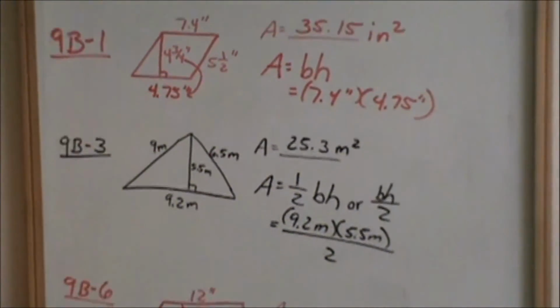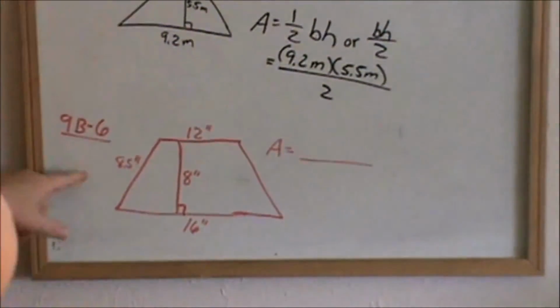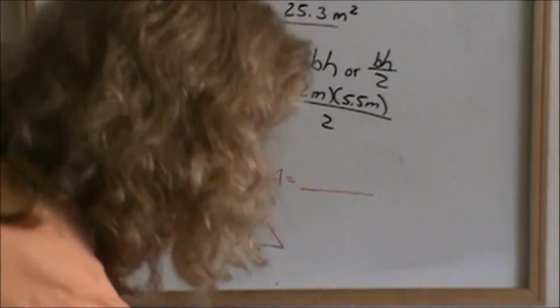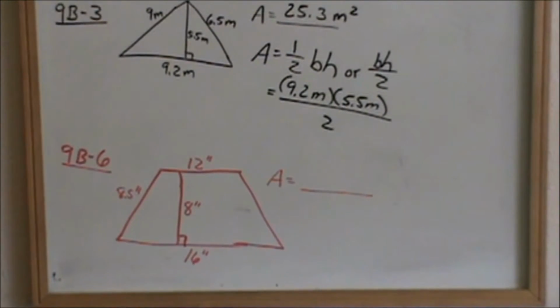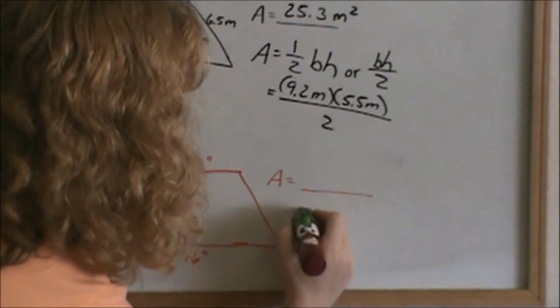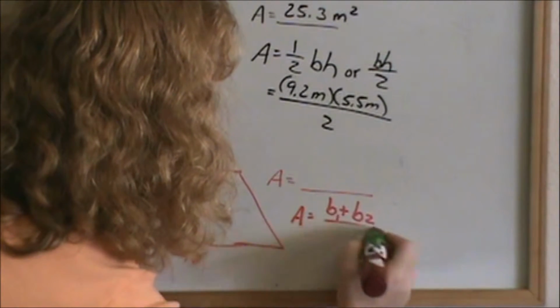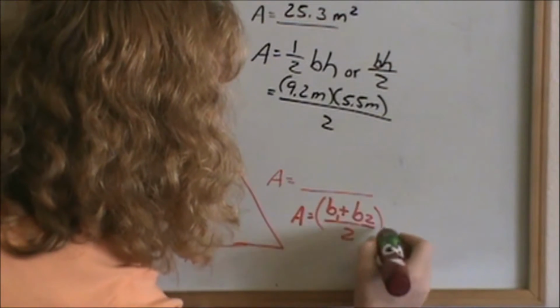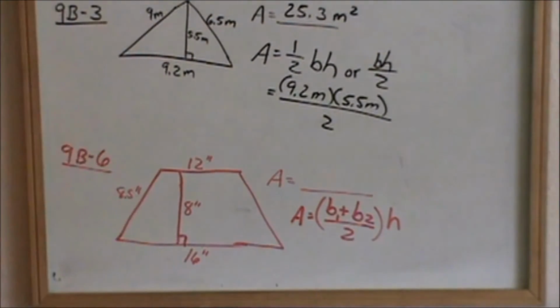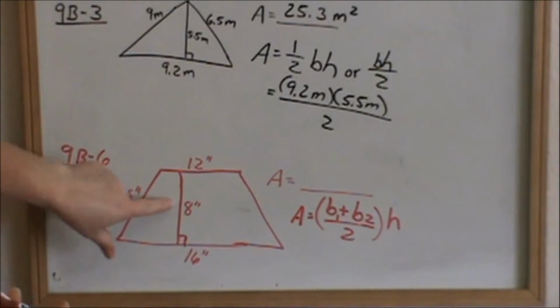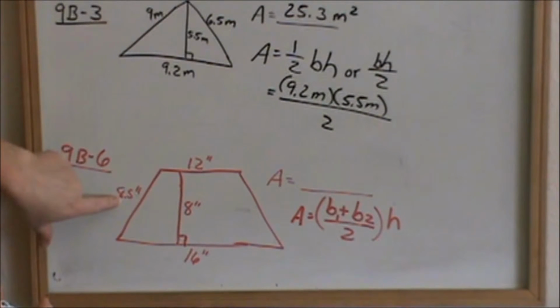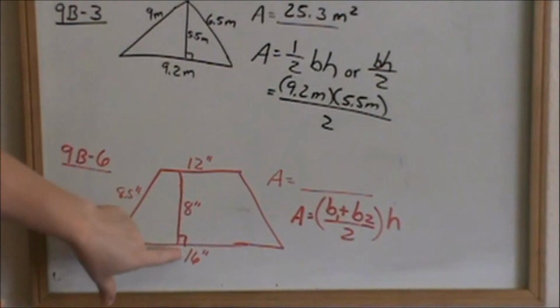Okay, let's do 9B6, trapezoid. Since we're working with a trapezoid, then you need to know the formula for the area of a trapezoid. For a trapezoid, you have your base 1 plus your base 2 divided by 2, because we're taking the average of the bases, then multiply that by your height. Remember, the height is perpendicular to your base. We won't need to use this number at all. It's just extra. This is our height because that is perpendicular. That symbol shows us right there that's perpendicular.